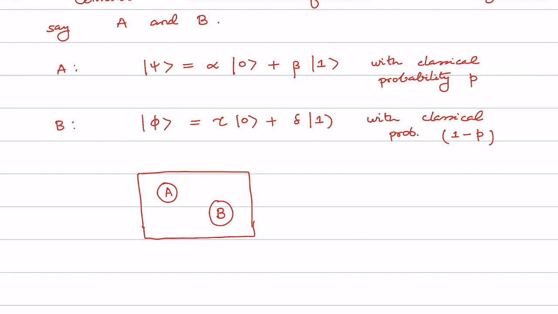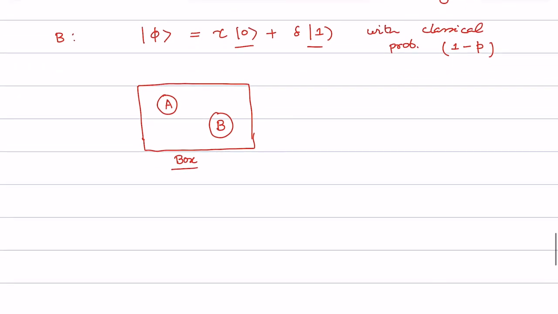Now the question is, if we make a measurement in this box and ask what is the probability that you are going to get this ensemble system, basically A and B, in the ket state 0 or ket 1, what is the probability that you are going to find the system finally in this quantum state ket 0 and ket 1? Okay. So basically, this is a measurement problem, and this measurement process involves certain steps.